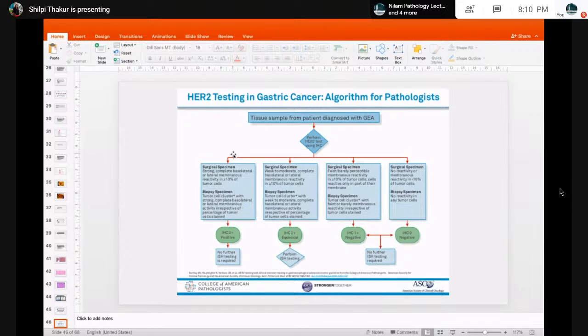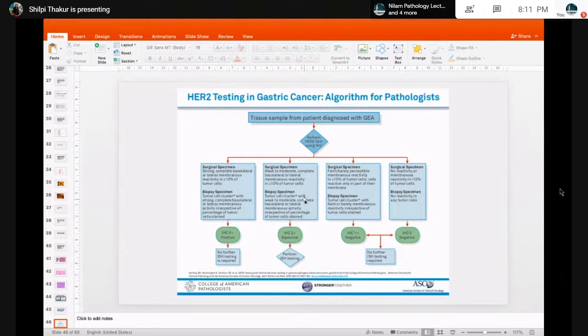Now what is the meaning of the surgical and the biopsy specimen? In the surgical specimen, we consider 10% of the tumor cells. And in the biopsy specimen, a tumor cell cluster comprises at least 5 cells which are together. So if there is a strong, complete basolateral or lateral membranous reactivity in more than 10% of the tumor cells, then this is IHC 3+ positive, and there is no requirement for in situ hybridization. So these are very much prone for a good response to the therapy.